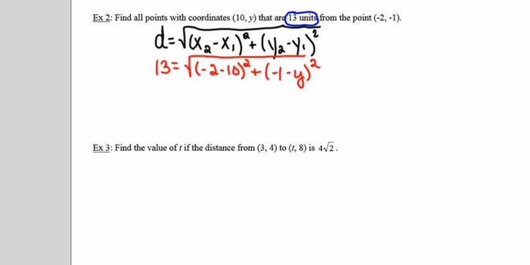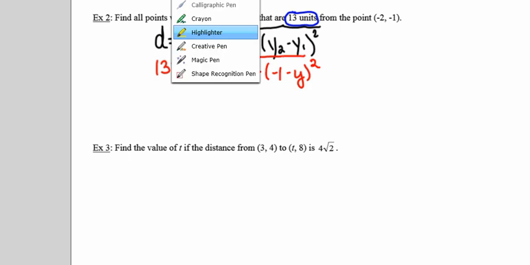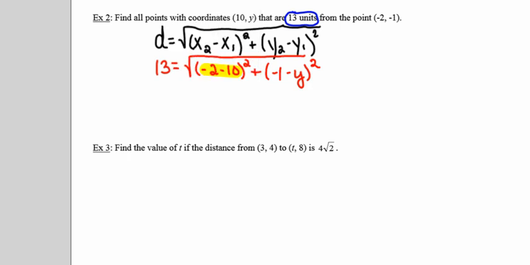I'm going to clean up a little bit what's inside the parentheses. The only thing that I can simplify inside the parentheses is that -2 subtract 10. So I'm either going to use a little bit of mental math or I'm going to simplify on my calculator. I know -2 subtract 10 is -12. And I want to take that -12 and square it. This guy, because the -1 and the -y are not like terms, there's not a whole lot I can do with that right now.